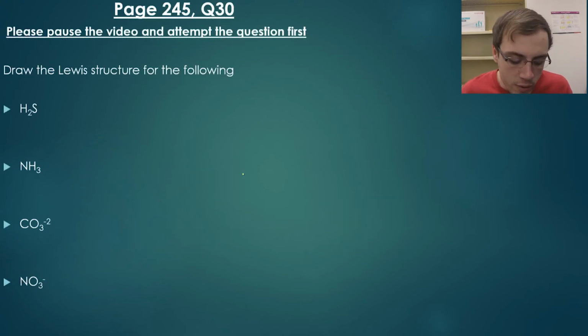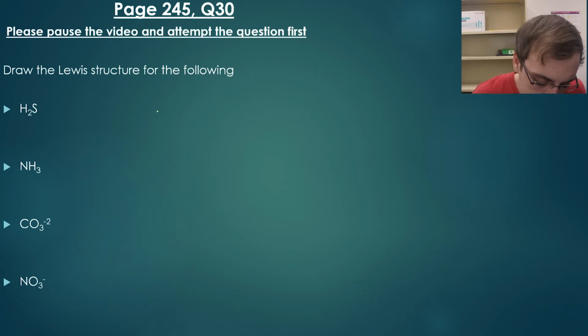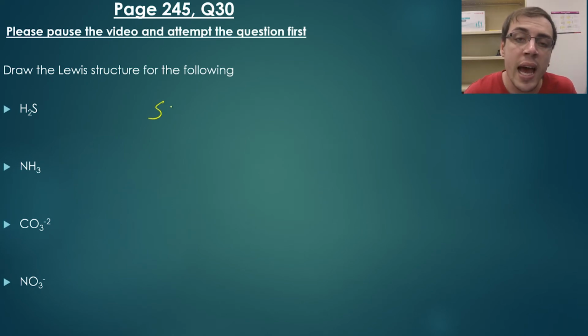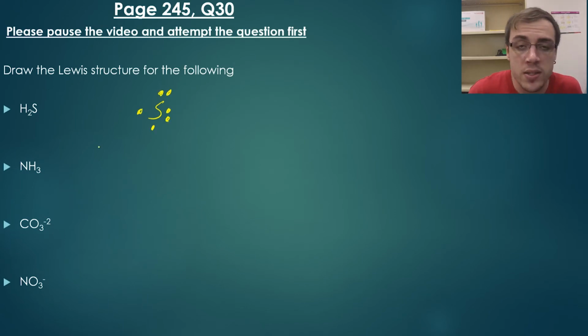Okay, so let us look further into Lewis structures because they are just simply so important. So let's look at H2S. And we look at our periodic table to see how many valence electrons it has. So if we have a look, sulfur has 6. Now this example is basically identical to our water example that we were looking at before.